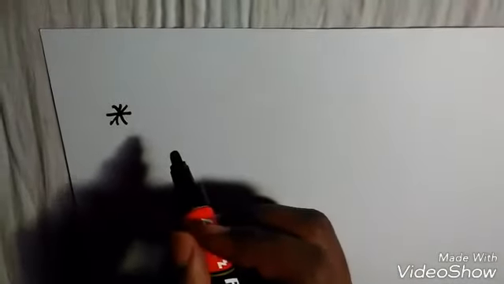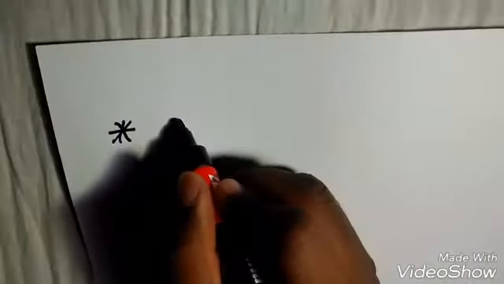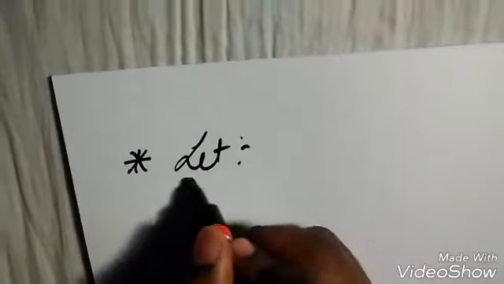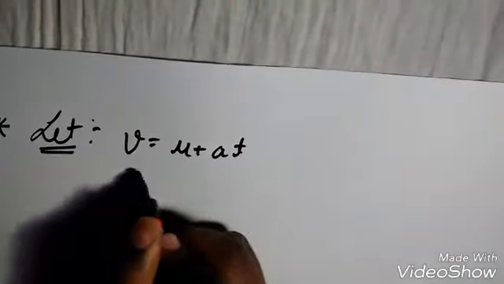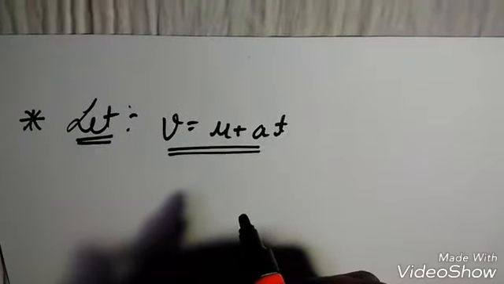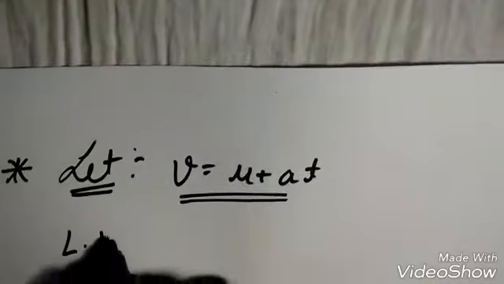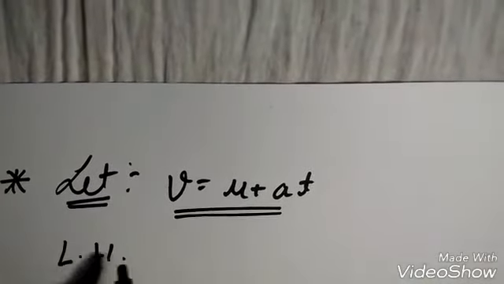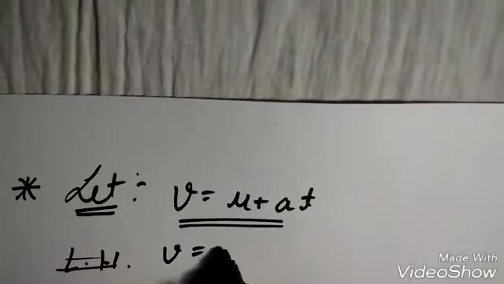Let's take one more example for the same application, to check the accuracy of a formula. Let we have the formula V is equal to U plus AT, and we want to check whether this formula is correct or incorrect. In the left hand side of the formula, okay, let me explain the variables. V is denoting here the final velocity.